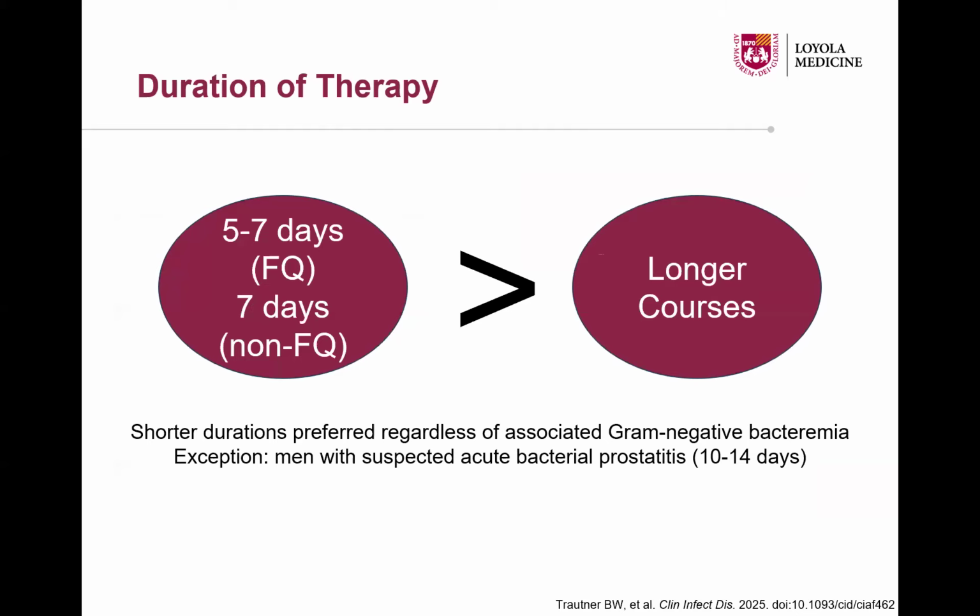Part 3 is going to talk about duration of therapy. And so we're moving towards shorter duration for patients with complicated urinary tract infections. So 5 to 7 days if you're using a fluoroquinolone, 7 days for everything else, as opposed to treating for longer courses. I think this is really exciting. We're continuing to see this push across the board for shorter durations in appropriate patients. This is inclusive of patients with gram-negative bacteremia. Again, I'll call out some of that specific literature later on.